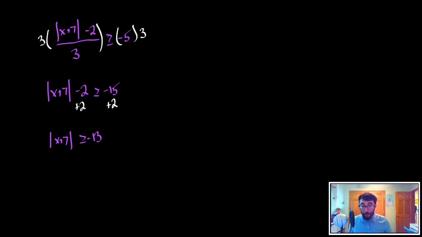This would be an OR because it's greater than. In this case, it's greater than or equal to. But if it's ever greater than or equal to, it's an OR compound inequality. But once again, we should take a step back and think about what's happening here. Once again, we have an absolute value on one side.